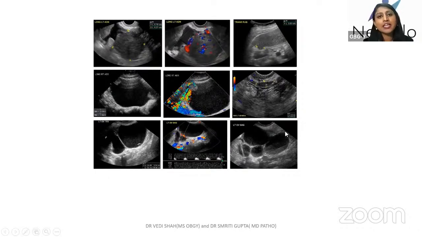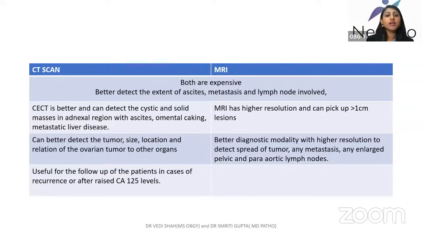All these help in diagnosing that, okay, this tumor which we noted on ultrasound has high chances of being malignant. Now, once that is done, you need to go for further investigation with the CT scan as well as MRI.